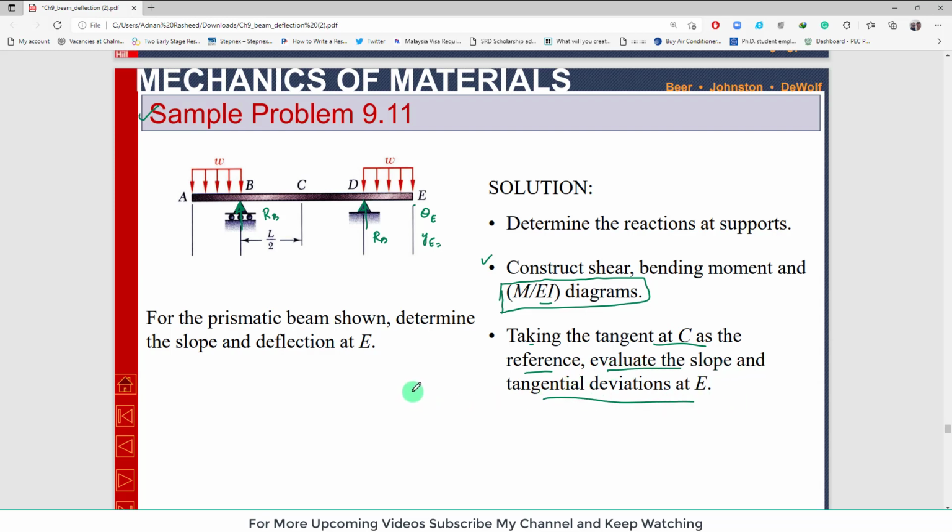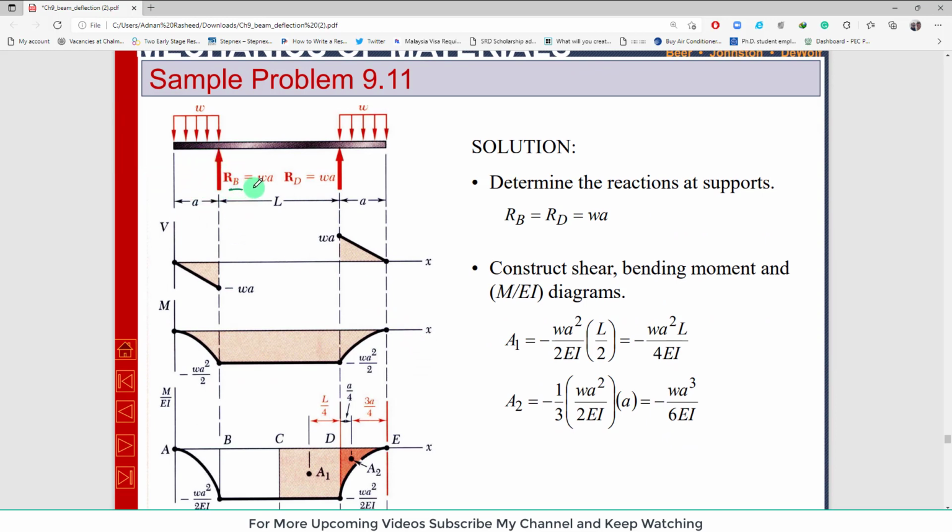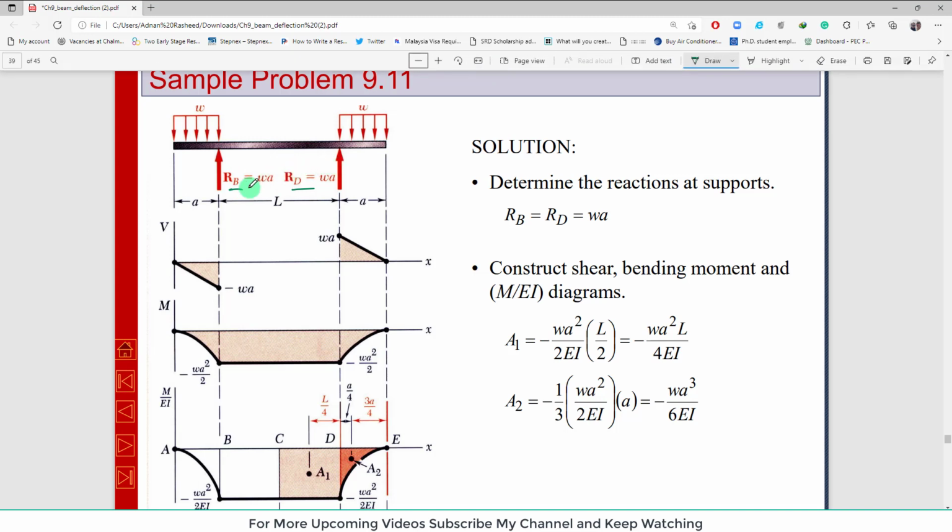So let's move and solve this problem. Here they have calculated the reaction forces at points B and D, so you can solve it. Very easy steps are required to calculate these reaction forces. This reaction force is at a distance of a from this edge, and this reaction D is at a distance of a from the right side edge, and the distance between RB and RD is length L. Here they have shown the shear force and bending moment diagram.